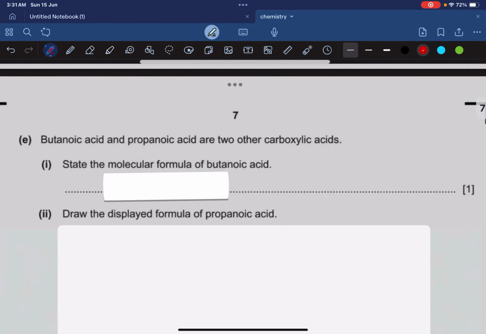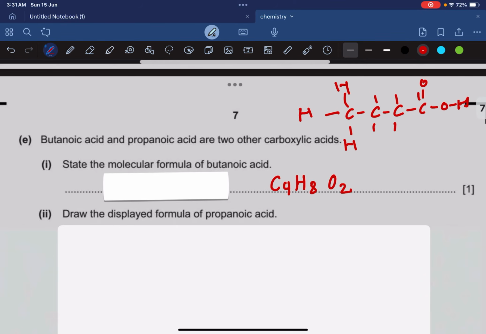Okay, butanoic acid and propanoic acid are two other carboxylic acids. State the molecular formula of butanoic acid. Molecular formula is going to be C4H8O2. I guess that's simple. If you cannot do it this way, you can just draw it: you draw 4 carbons, then you do like this, then like this, and H, H, H, H, H, H. Count all that, and you put it like this. So you just had to write the molecular formula, which is this.